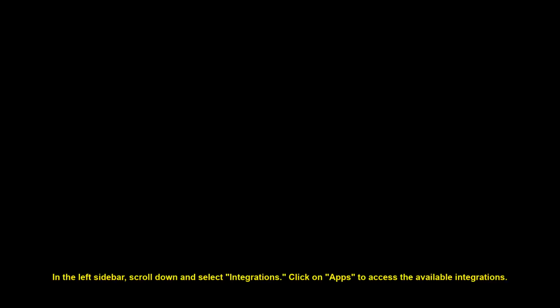First, log into your HubSpot account. Navigate to the account settings by clicking on your profile picture in the top right corner. In the left sidebar, scroll down and select Integrations. Click on Apps to access the available integrations.